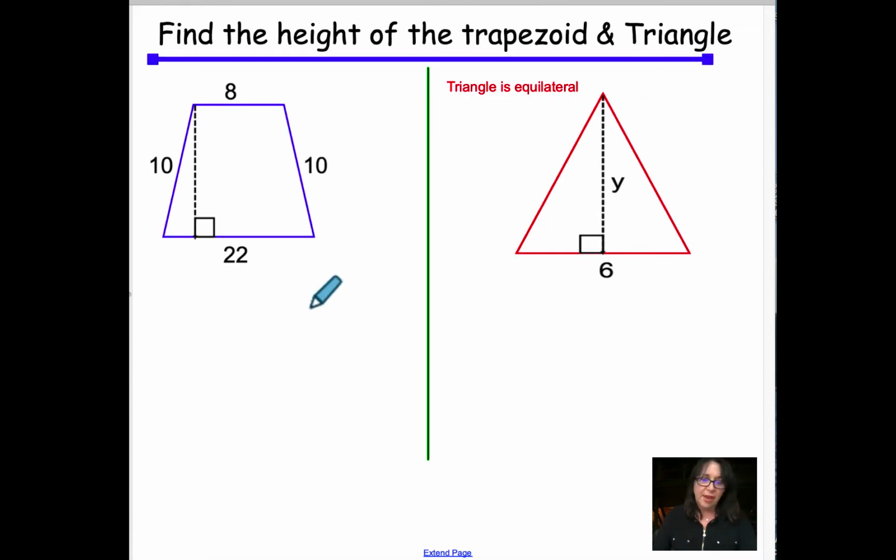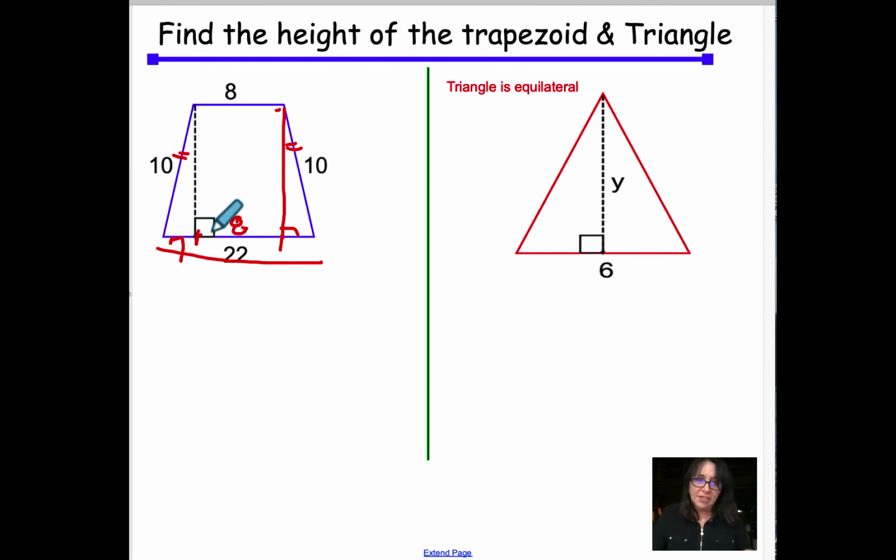Now this one is just saying, hey, find the height of the trapezoid. This looks like it's an isosceles trapezoid, which means that this length here has to be the same length as this. So if I were to take 22 and subtract 8, because this whole length is 22, and if I subtracted the top part, which is 8, I get 14, which means this length on the left is 7.